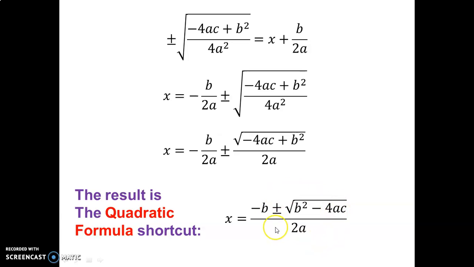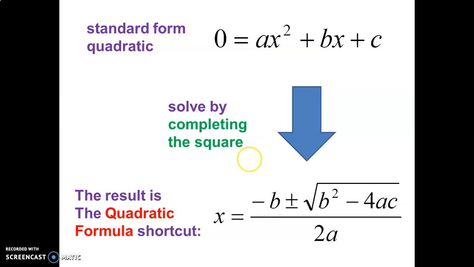Probably something you've seen before, but you need to know that it comes from completing a square. Basically, when we begin with a standard form quadratic, and then we solve it by completing the square, and we get the answers for x, it's always going to be in this form. This is called the quadratic formula. It is a shortcut we can now use to solve quadratics so that we don't have to go through the process of completing the square. We can just go right to this formula to get our answers.